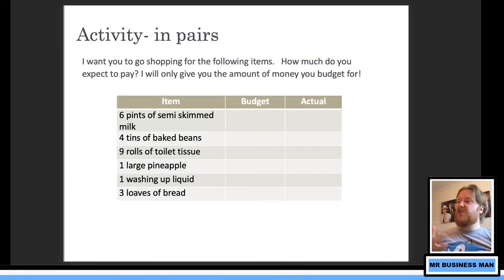So, in terms of this, you can have a go at this. We're not going to spend ages on it, but usually we would do this in class. Go shopping for the following items. How much do you expect to pay? You can pause the stream if you want to have a go at it. Write them down in the budget one, and then I'll show you what they are. So if you want to do that, feel free to pause the video now.